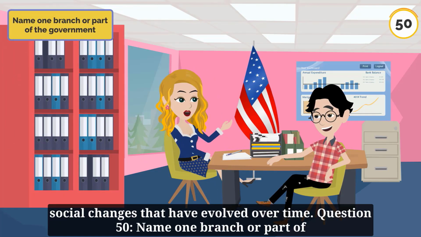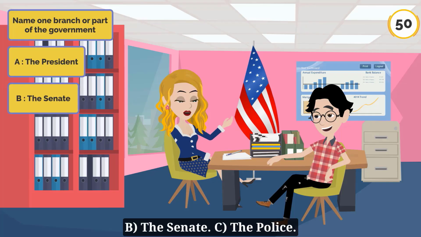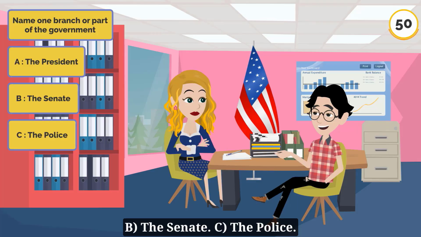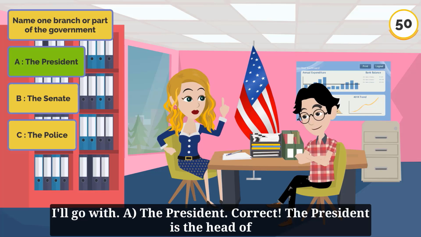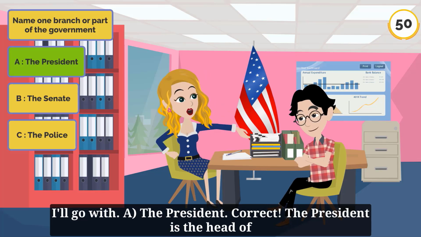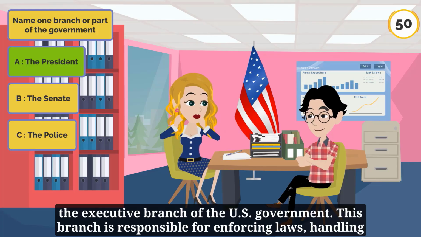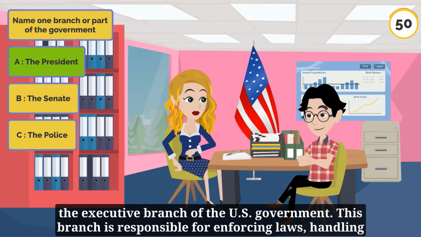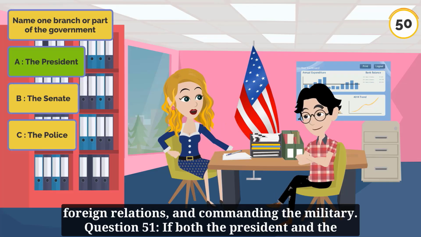Question 50. Name one branch or part of the government. A. The President. B. The Senate. C. The police. I'll go with A. The President. Correct. The President is the head of the executive branch of the U.S. government. This branch is responsible for enforcing laws, handling foreign relations, and commanding the military.